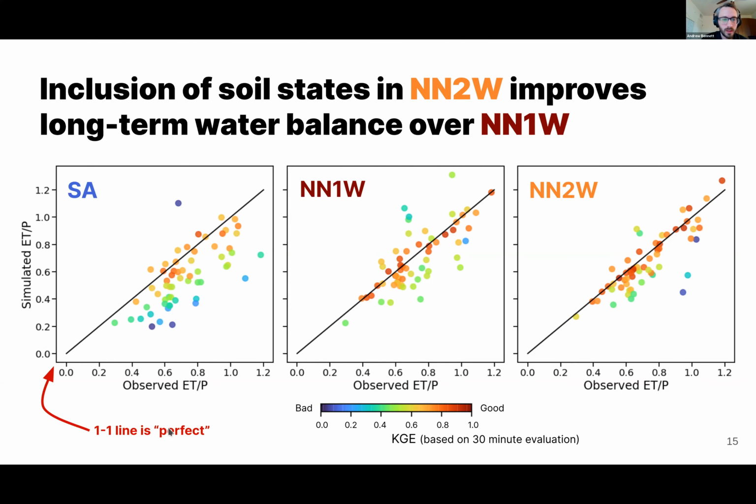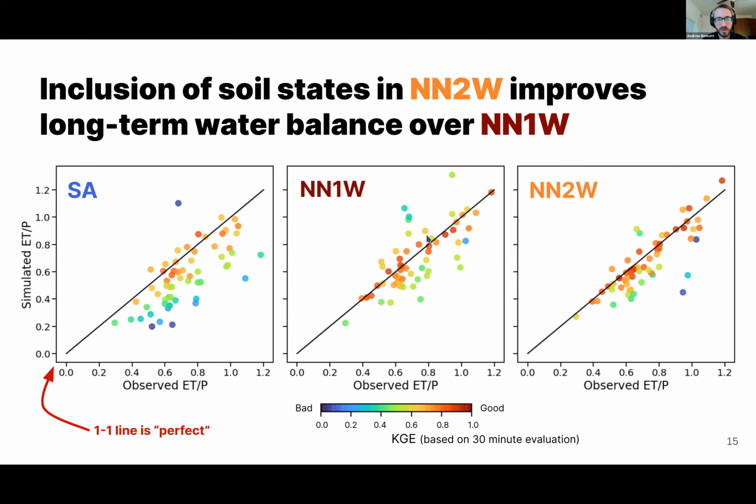In these plots, on the x-axis is the observed fraction, and on the y-axis is the simulated. So a perfect simulation would fall right on this 1-to-1 line. We've colored each of these dots by the KGE score in the previous slide. With SA, you can see as you get closer to this 1-to-1 line, you get better performance. So that's indicating that this is a good diagnostic as well. And you see there's mostly under evaporation, some slight over, but it's mostly under.